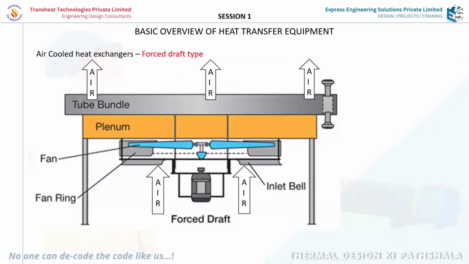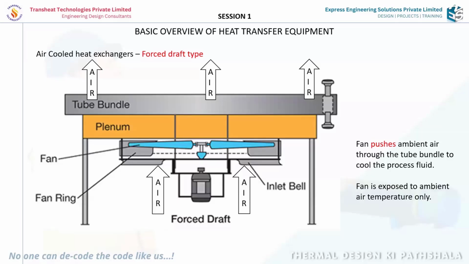Now, this is a typical representation of a forced draft air cooler. We have the fan below the tube bundle. So it means that the fan is always sucking ambient air from the atmosphere and pushing that air through the tube bundle. The hot air, the air that is leaving the tube bundle after exchanging heat with the process fluid, is leaving from the top of the tube bundle. So in a forced draft unit, the fan is pushing ambient air through the bundle and the fan is always exposed to only ambient air.